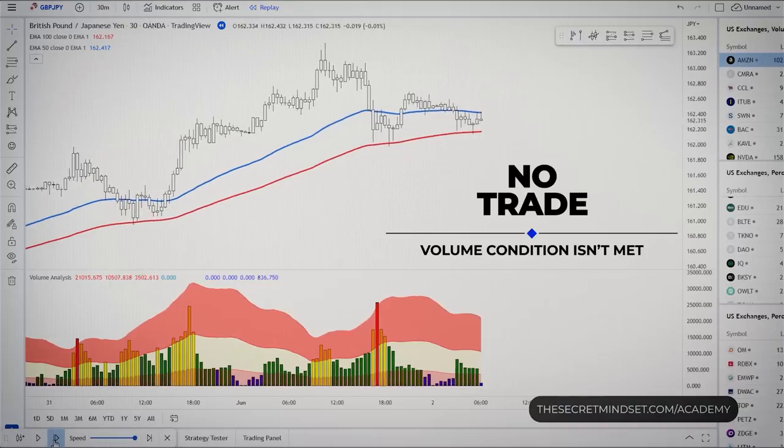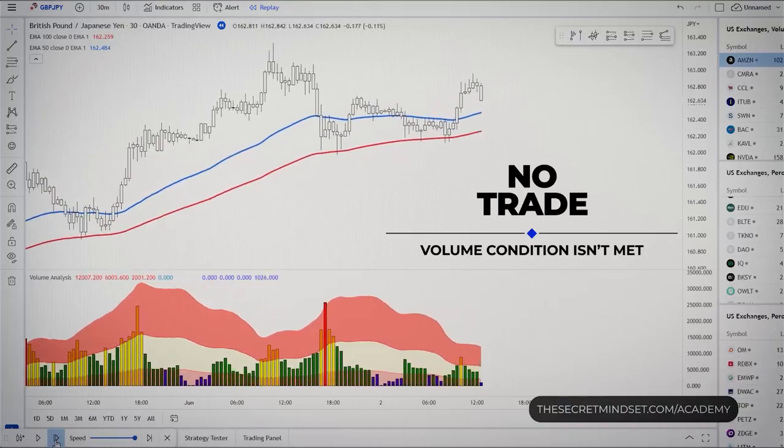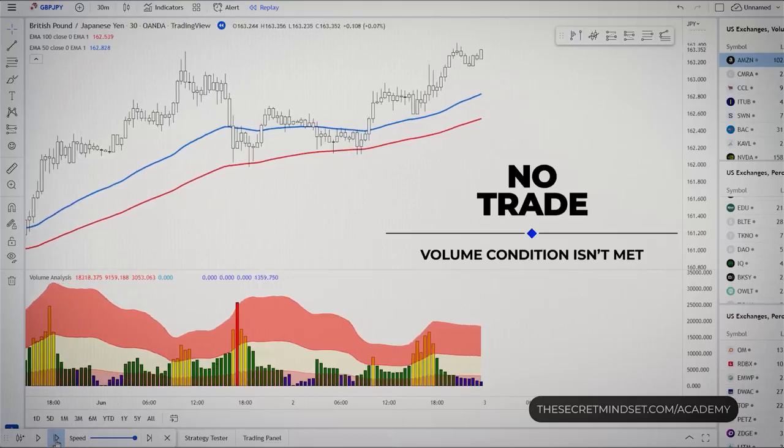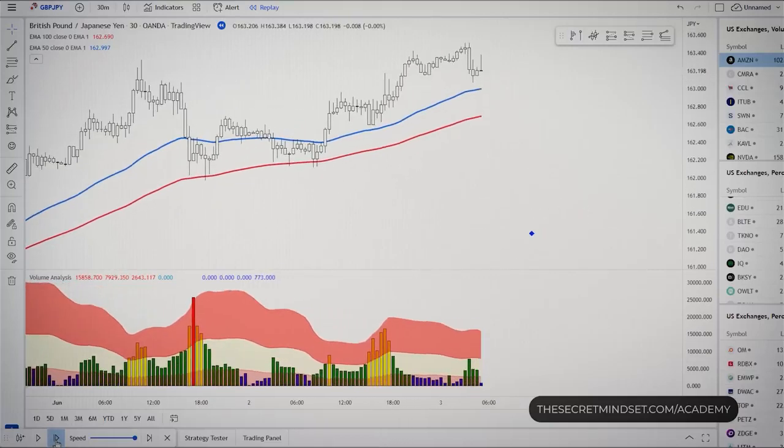This is unfortunate because the price indeed went up, but in the long run, the volume confirmation will save your account for many losing trades, so don't neglect it.